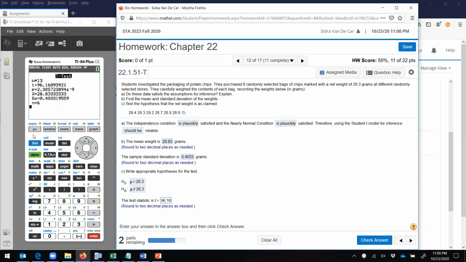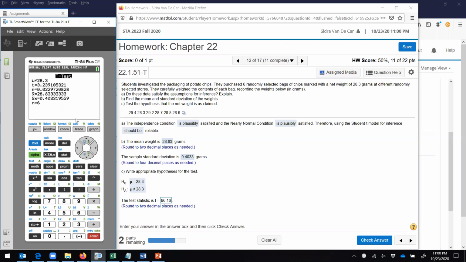Okay, did I enter something wrong? Let's look at it. No, I got the right mean and the right standard deviation. Did I put in the wrong hypothesis value? Let's double check. Yes, I'm such an idiot. I left the null as 13. Should have been 28.3, the company's claim, right? Oopsie.